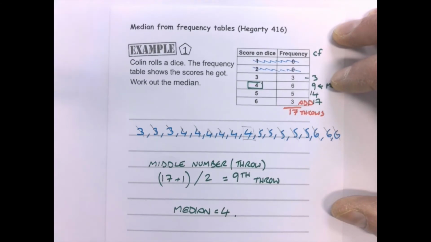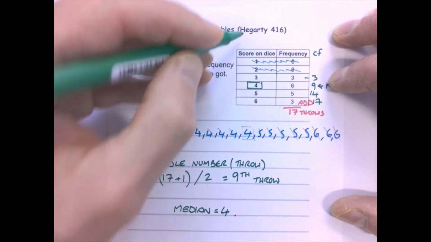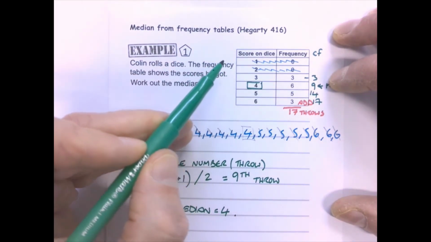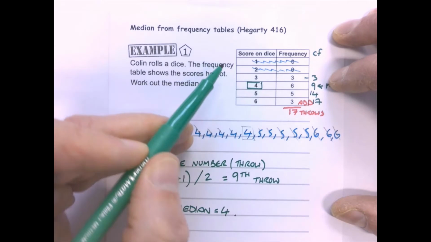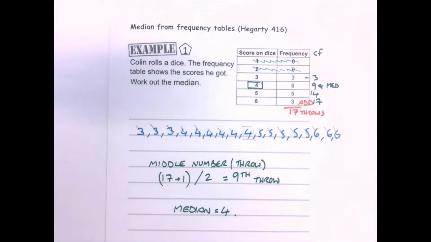So all I'd say to add on to this is that when we're using this kind of data, this is not grouped, okay? This is just individual bits of information, we're just storing it that way. We'll look at grouped data in a minute.